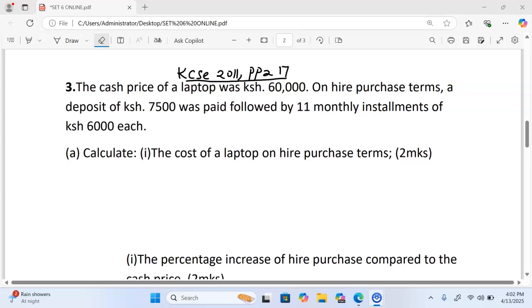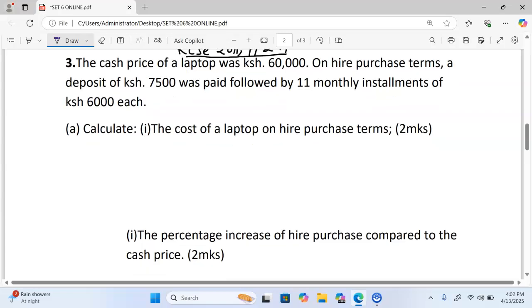We are looking at KCSE 2011 paper 2 question number 17, and the question we have reads: the cash price of a laptop was 60,000. On hire purchase terms, a deposit of 7,500 was paid, followed by 11 monthly installments of Kenya shillings 6,000 each. Part A, calculate Roman 1, the cost of a laptop on hire purchase.